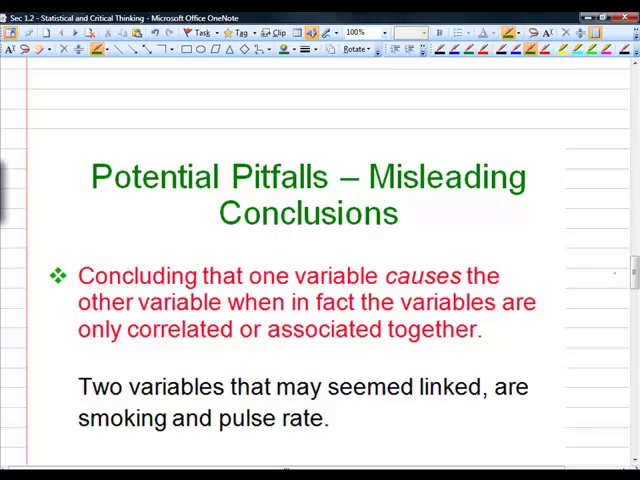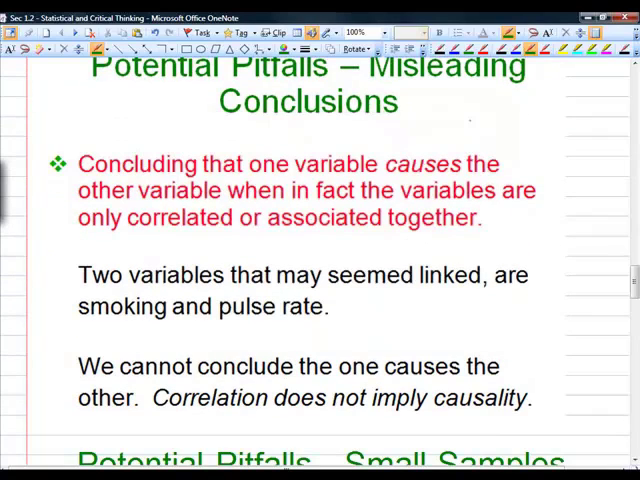Does smoking cause a faster or a slower pulse rate? Or does having a faster or slower pulse rate cause you to be more inclined to smoke? I don't know. But these are things that you've got to look out for. A correlation does not necessarily imply causation. We cannot conclude that one causes the other, so correlation does not imply causality.